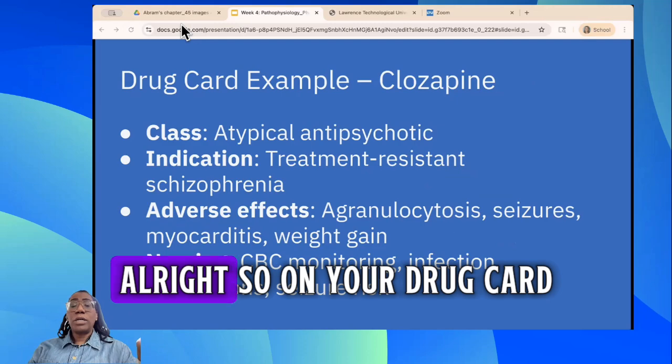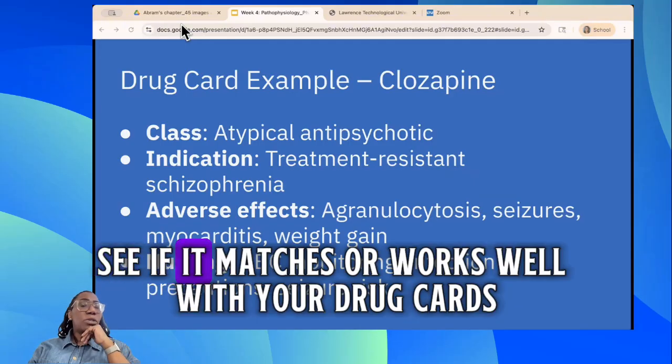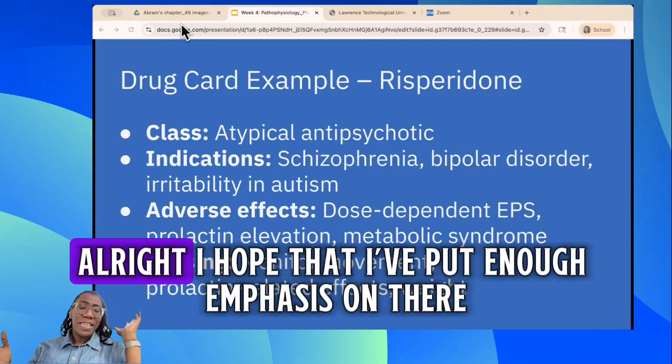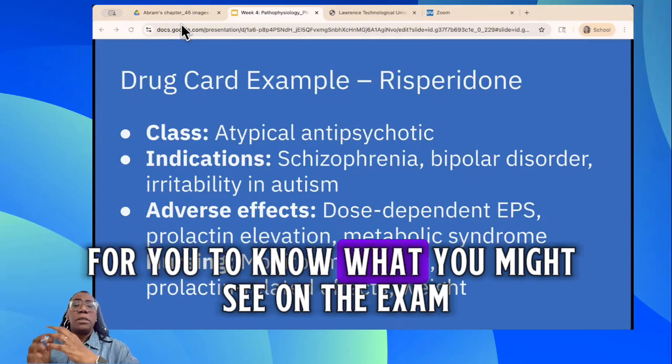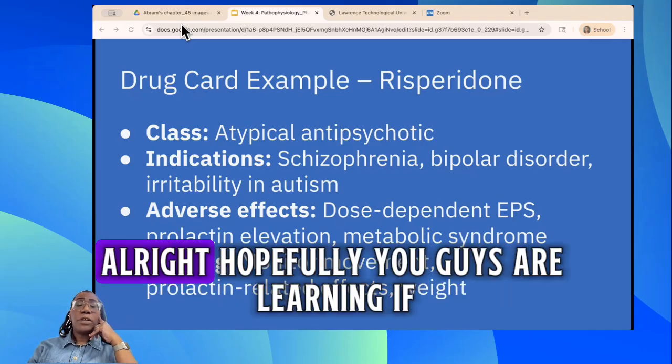All right, so on your drug card, you might have for clozapine the following. All right, so check that out, see if it matches or works well with your drug cards, and feel free to build this into your drug card if you don't have it already. All right, I hope that I've put enough emphasis on there for you to know what you might see on the exam. Same thing here for risperidone. All right.